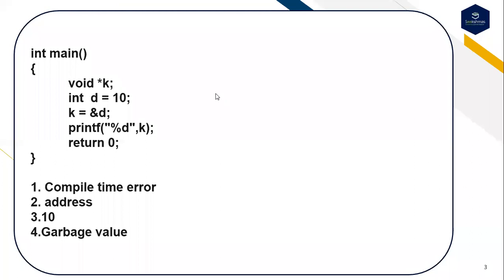This is the second question. int main, void *k, pointer; int d = 10 and k is equal to the address of the variable, assigning it to the pointer, printf. I'm trying to display something here, the k value. These are the following options. First one is compile time error. Second one is the address will be displayed on the screen, the third one is 10, and the fourth one is garbage value. You can pause this video. You can predict the output of this code.